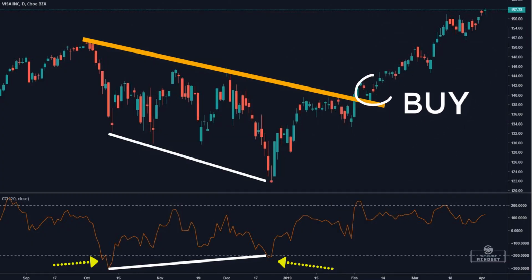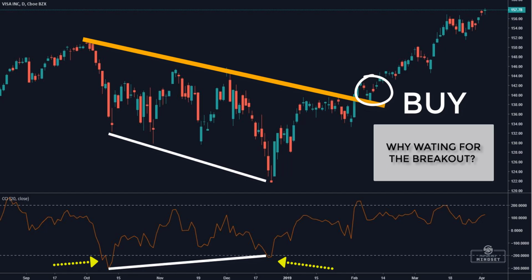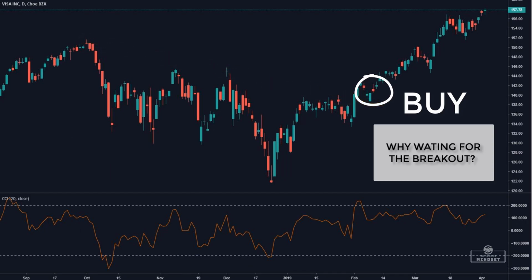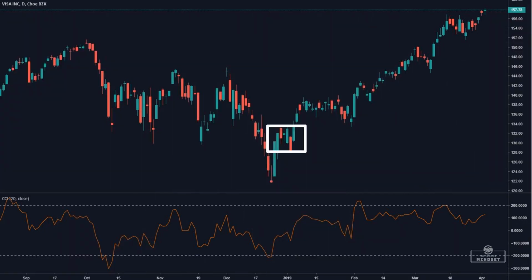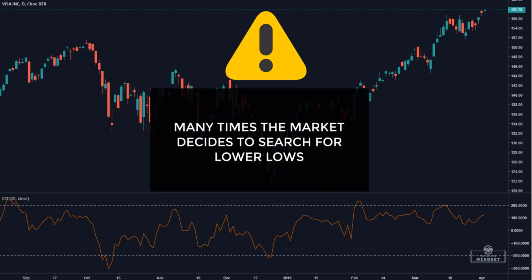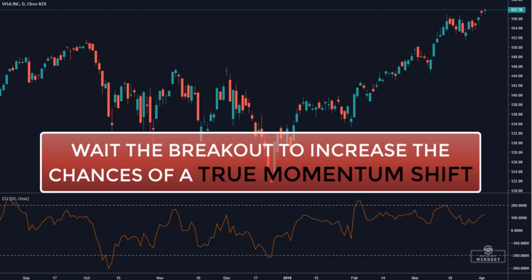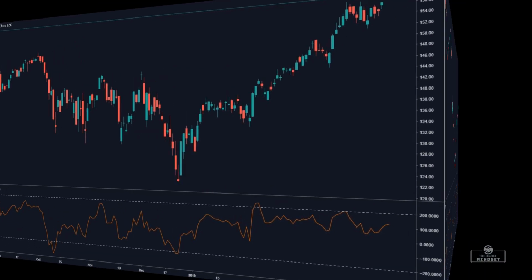You might wonder why we have to wait for the breakout to enter the market. In this example, we could have entered way sooner and obtained bigger profits. But you see, this was a fortunate case, because many times the market decides to search for lower lows and go for the third time or the fourth time in the oversold area. By waiting for the trendline breakout, we protect our capital and increase our chances for a true momentum shift.